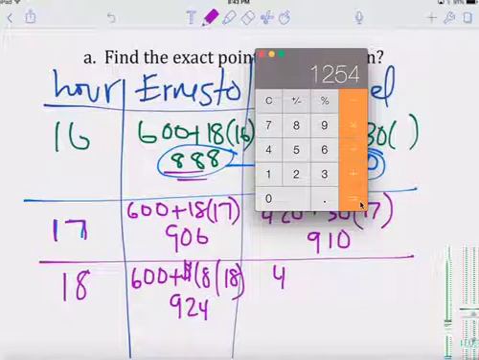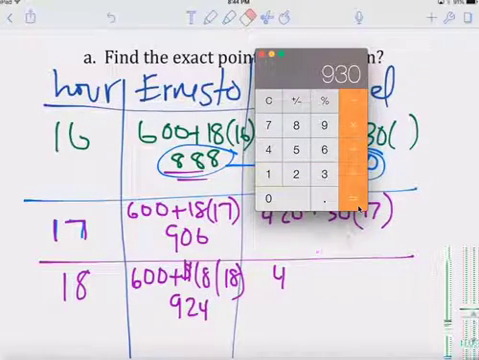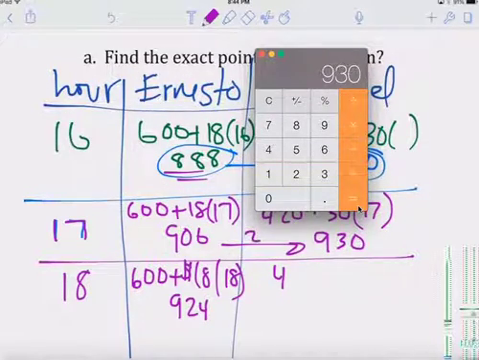No way. No way, let me check. 420 plus 30 times 17. 930. Let's look. 930. This is 24 away. This is 12 away. Oh, no, no. This is getting bigger. This is 24 away.